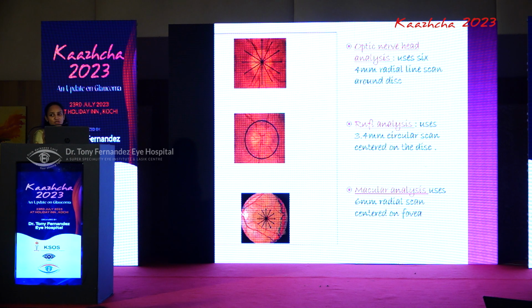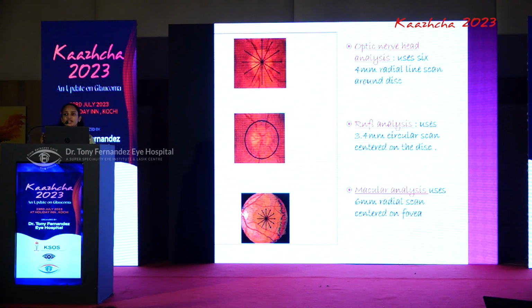So, in glaucoma, you can have different scanning protocols for OCT. One is the optic nerve head analysis, which uses a 6.4 millimeter radial scan around the disc. RNFL analysis uses a 3.4 mm circular scan centered on the disc, and macular analysis uses a radial scan centered on the fovea. OCT GCC is very significant in myopic patients because in them the RNFL is already thinned out and you may not be able to pick up glaucomatous changes. In these situations, OCT GCC may be helpful.